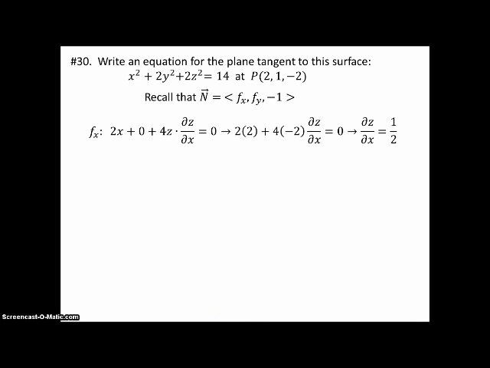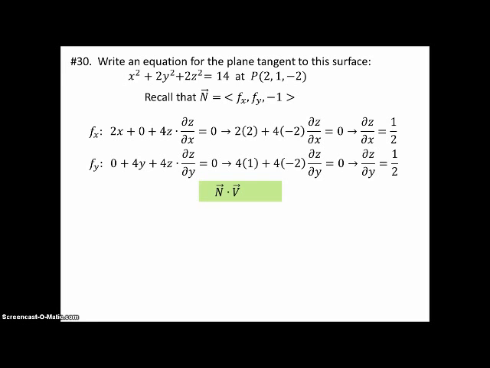So then we repeat this process for the partial derivative with respect to y. Notice the x squared term goes to 0, and again 2z squared is treated as a composite, and so we have to multiply by the derivative of the inside, namely partial derivative of z with respect to y this time, and then the 14 goes to 0. And again we plug in, this time for y and z, solve for the partial derivative, and it's a half again.